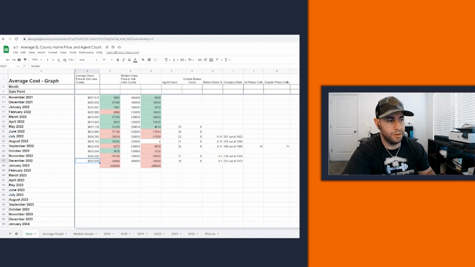Let's see, what's 20,000 of 600 grand? That's probably 3-4%, something like that. Let's say it's 3-4%. So you did 3% here, 4% here. So in 2 months, you lost 7% of your average home price in Salt Lake County. So we know the market's trending down. Buyers have lost their purchasing power because the interest rates have crushed everyone.